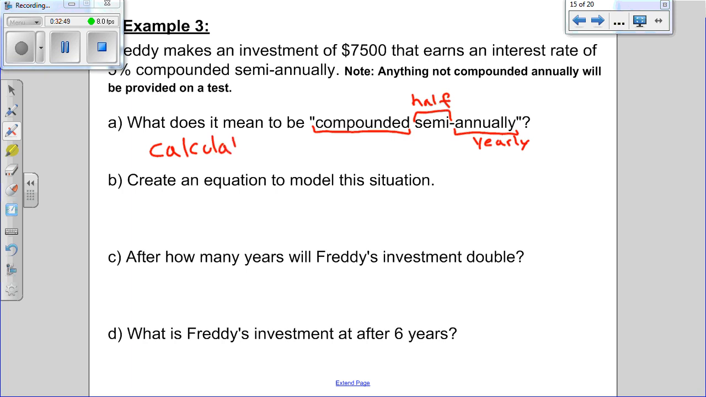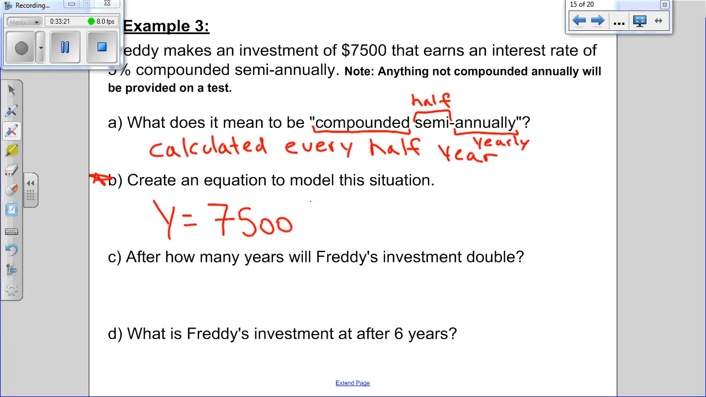Create an equation to model this situation. So this does change a little bit. You'll never be asked to create an equation that's not just a simple exponent. So this one is y equals, A is my starting amount. So in this case it's 7,500. B is my increase. It says 5%. We said that to get your interest is 1 plus the interest, right?